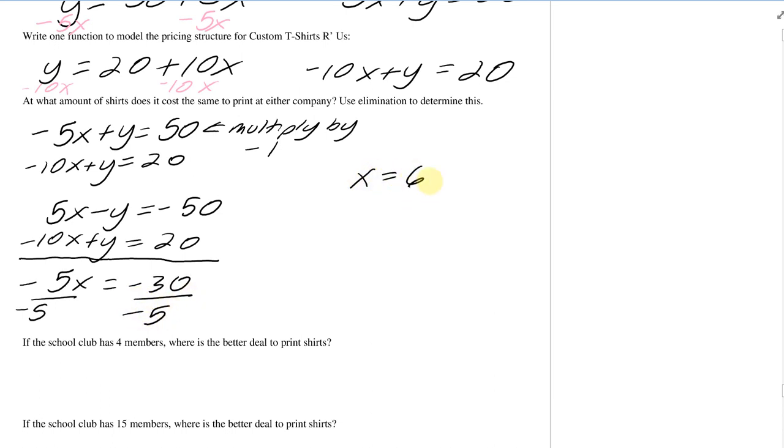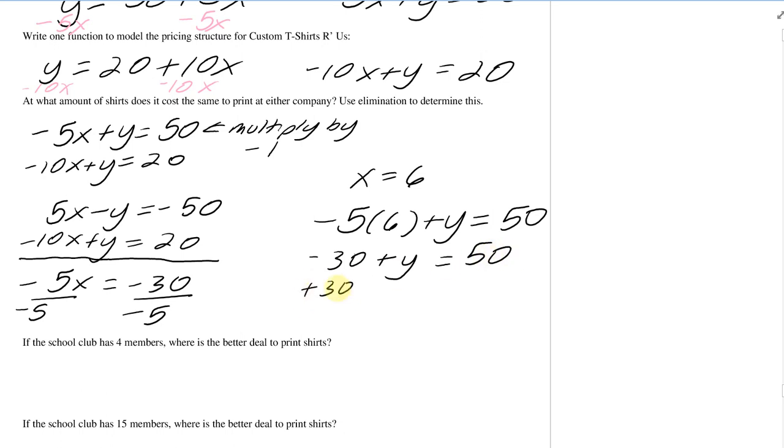6. And then I plug that into either one of the equations, so I'll plug that into the first one. So we'll call this negative 5 times 6 plus y equals 50. So that's negative 30 plus y equals 50. Add the 30, and I get y equals 80.